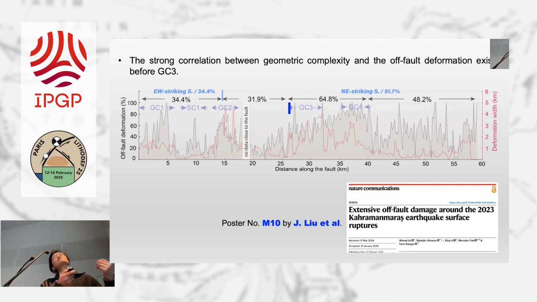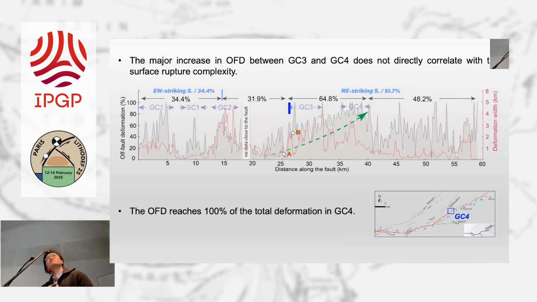I mean, we can say GC1 and GC2 get the high off-fault deformation, but going on along the northeast striking section, we can say before the surface rupture arrived at GC3, the off-fault deformation already changed a lot. So especially at GC4, we can see the off-fault deformation almost close to 100%. And between GC2 and GC4 the off-fault deformation increased to 65%.